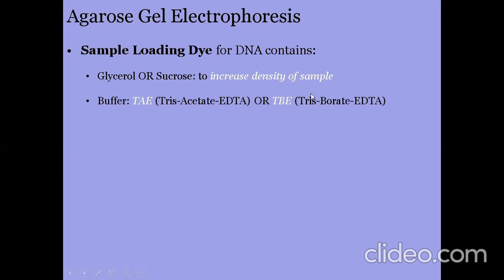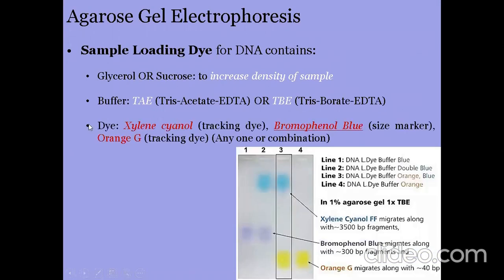So TAE or TBE buffer are used in the electrophoresis. And this dye is xylene cyanol. This will be the tracking dye, xylene cyanol, and this is actually here, this one.